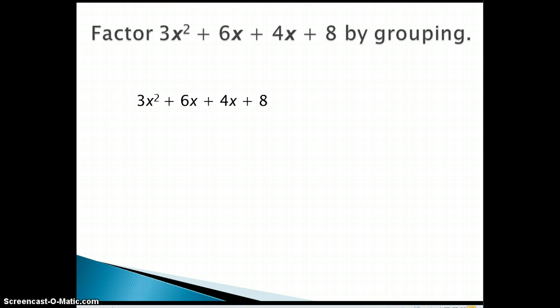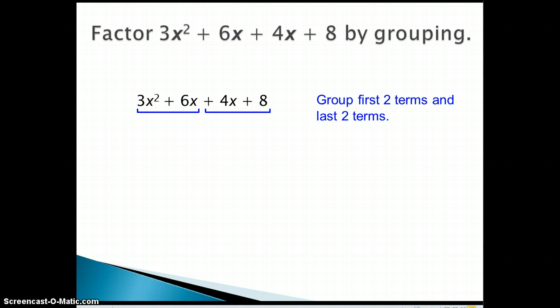So here's our first example. We're going to factor this 4-term polynomial by grouping. The first step is to group the first 2 terms and the last 2 terms. So there are the first 2 terms grouped together and the last 2 terms grouped together.